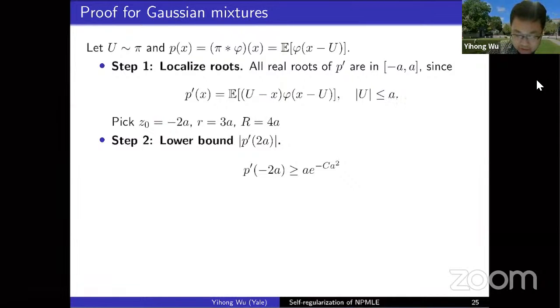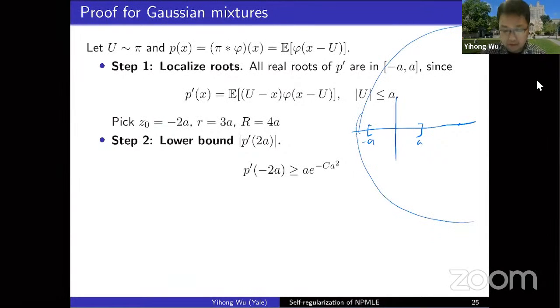So what happens here is that I know all the roots are here, plus minus a. I pick some point here, which I can say something about the value from below. Then I choose a circle of this radius r that encloses all of this. That will allow me to count how many real zeros in total.